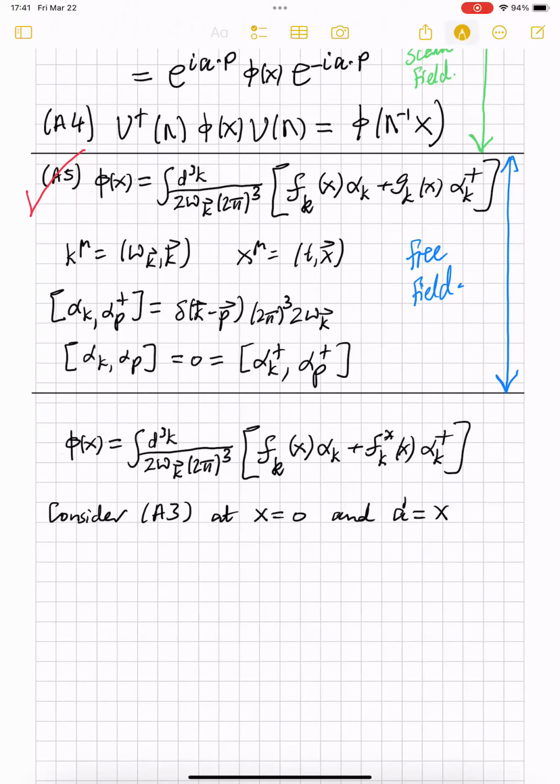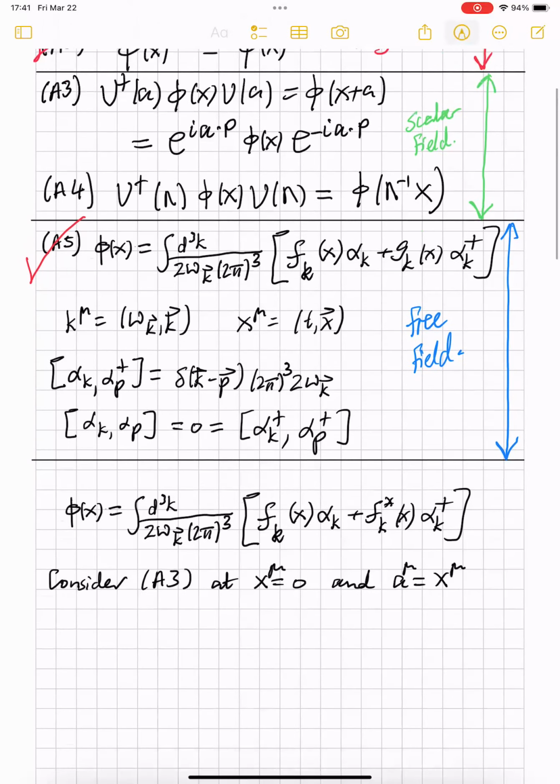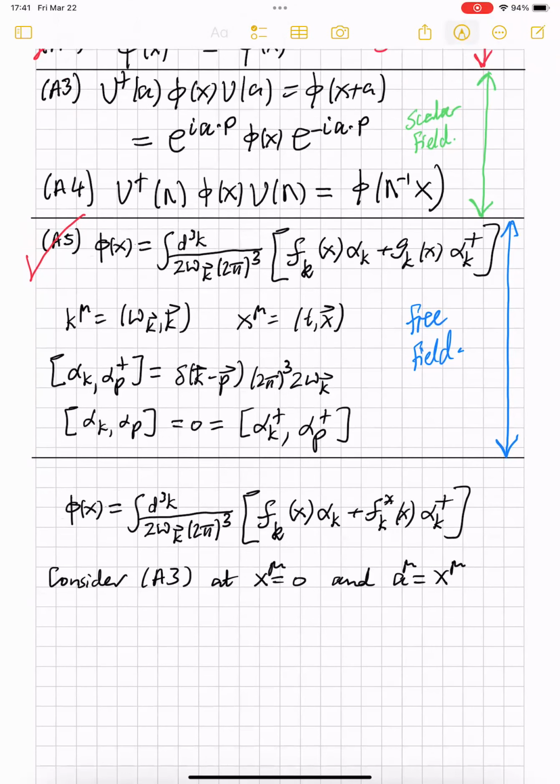Remember, these are four vectors. So let me just put the mu's there maybe. So let's see what this says. We've got phi of x plus a, that's 0 plus x. This is just going to be phi of x, and this will be equal to e to the I a dot p, now a is x, so this will be x dot p, phi of 0, and then e to the minus I x dot p.